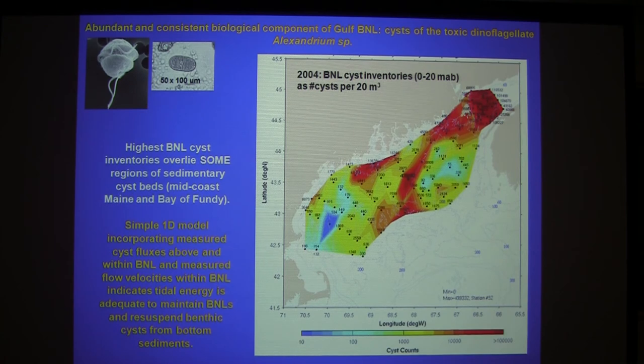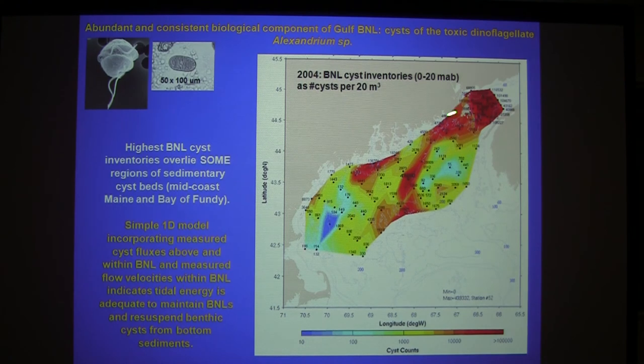And so what we did as part of an ECOHAB program, and my component was of course doing all the nepheloid layer work, was look at the cysts in the nepheloid layer. Because clearly, if they're residing in the nepheloid layer, they're getting from the sediments to the nepheloid layer, then they maybe are getting into the surface waters. If we understand the dynamics of that zone where they're residing, then we understand how to predict the blooms that devastate the shellfish industry just about each year.